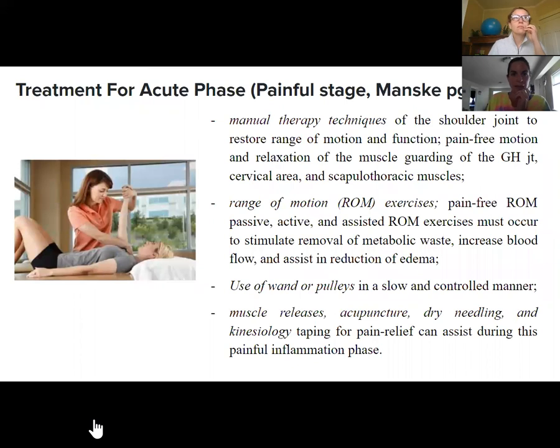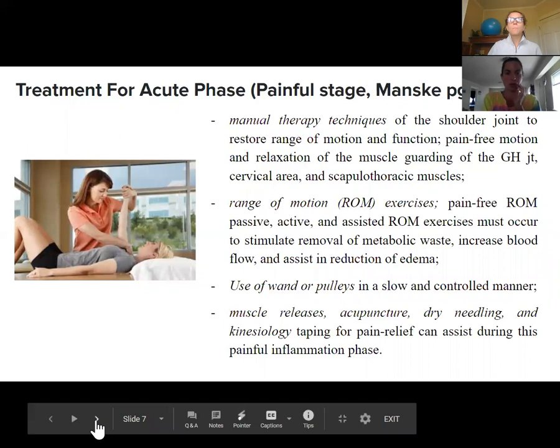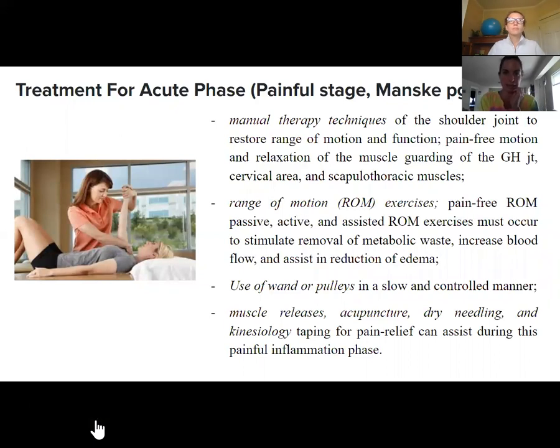So treatment for adhesive capsulitis. For the acute phase, it's more about range of motion and controlling pain. So we have manual therapy techniques of the shoulder joint to restore range of motion and function.